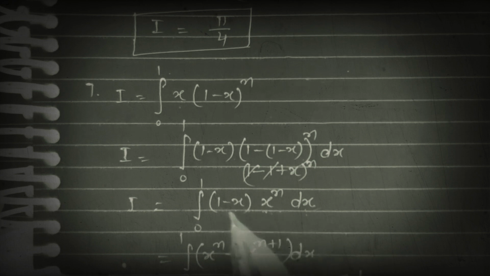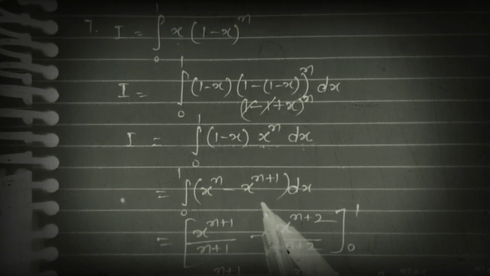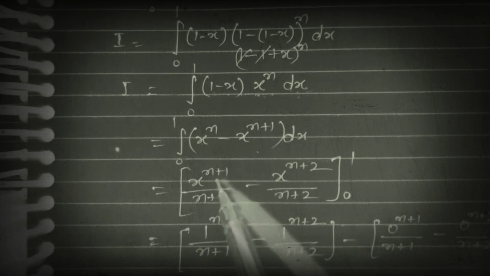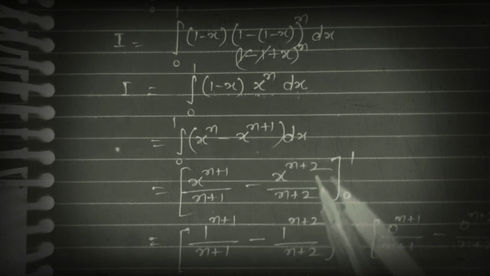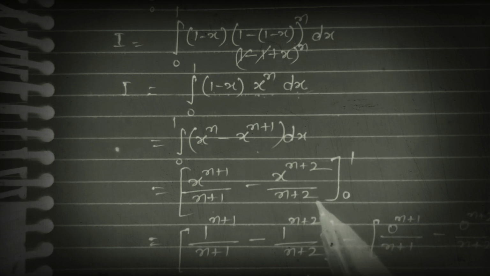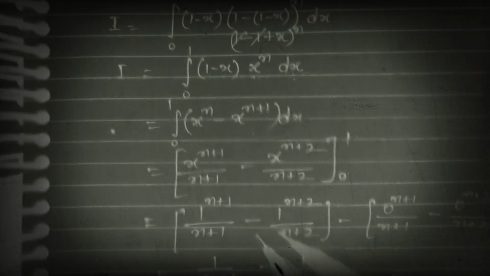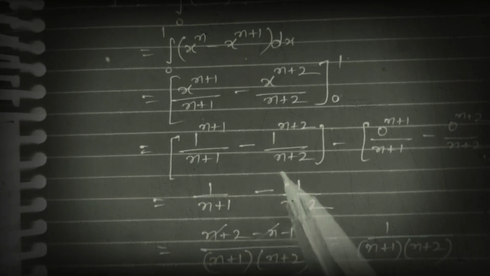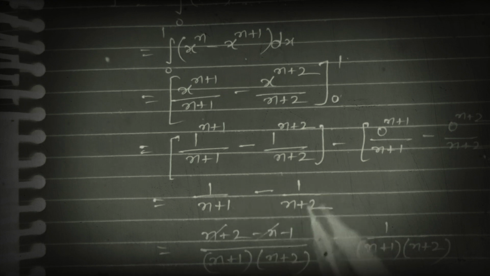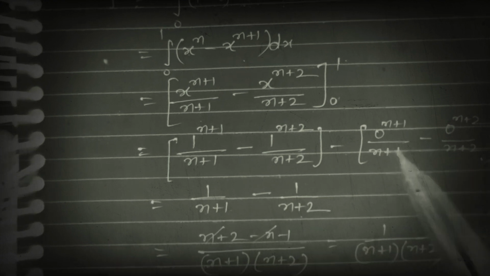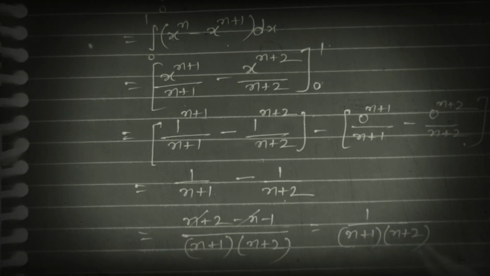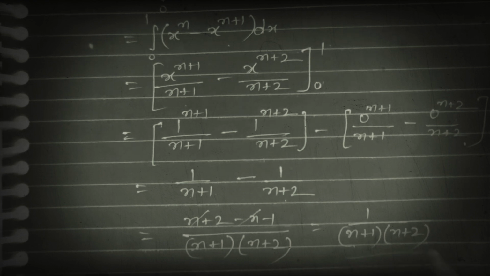x raised to power n multiplied with both. So x into x raised to power n will be x raised to power n plus 1. Then we will find the integration of this. The integration of x raised to power n is x raised to power n plus 1 upon n plus 1, and the next is x raised to power n plus 2 upon n plus 2. Then we put the limit 0 to 1. Firstly we put the upper limit, then minus the lower limit. After solving we get 1 upon n plus 1 minus 1 upon n plus 2. The lower limit gives 0. So after solving this we get 1 upon (n plus 1)(n plus 2). This is the answer of this question.